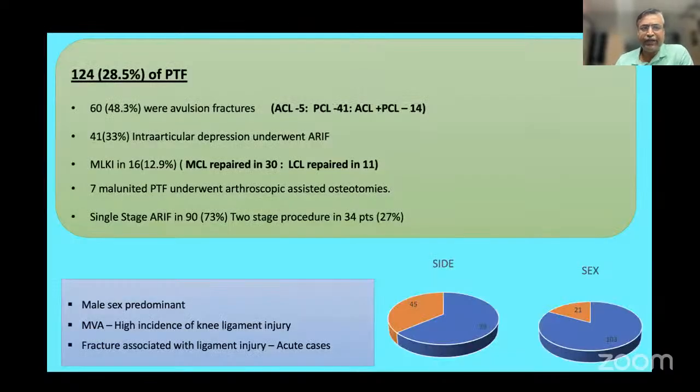So we had 124 cases, out of these 435, that underwent arthroscopic fixation. Of these, around 60 were avulsion fractures, which were PCL, and combined ACL and PCL, and around 41 patients, that is 33%, had intra-articular depression and underwent arthroscopic elevation and fixation. Also, around 13% of patients had a multi-ligament injury pattern, which was addressed by both open and arthroscopic techniques. We had 7 patients who presented with delay, where we did arthroscopic-assisted osteotomies and also reconstruction procedures. Around 73% of patients underwent single-stage ARIF, whereas 27% needed a 2-stage procedure.